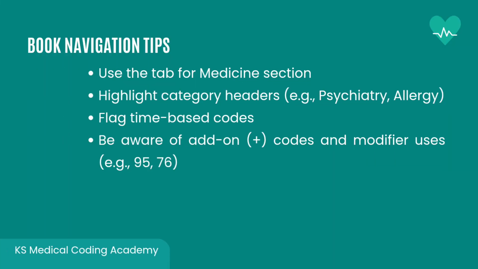Book navigation tips. Use the Medicine section tab in your CPT book. Look for bold category headings to find sections quickly. Highlight add-on codes, which are marked with a plus sign. Watch for modifiers, especially modifier 95 for telehealth and modifier 76 for repeat procedures.